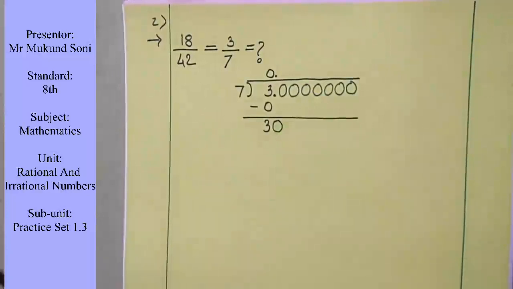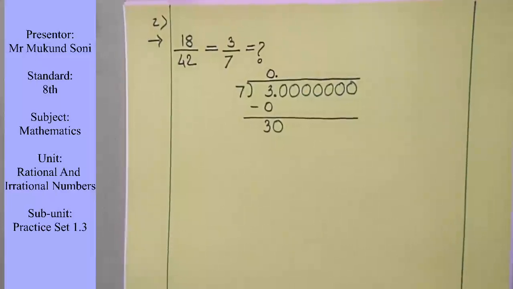Then 3 with a 0 will be read as 30. In the table of 7, is there any number which is less than 30 but close to 30? Start telling tables to yourself. Recall it, everyone.